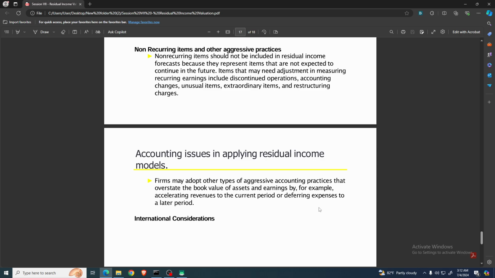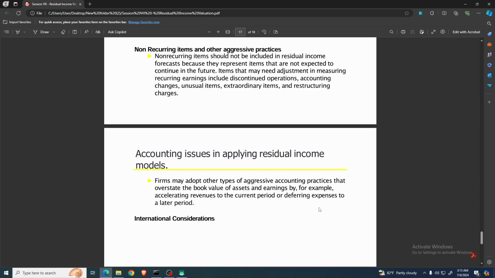And then you have the restructuring charges, costs associated with reorganizing the company. Those should not be associated with the residual income as well. So those are some non-recurring items, and at the same time you have aggressive practices as well.